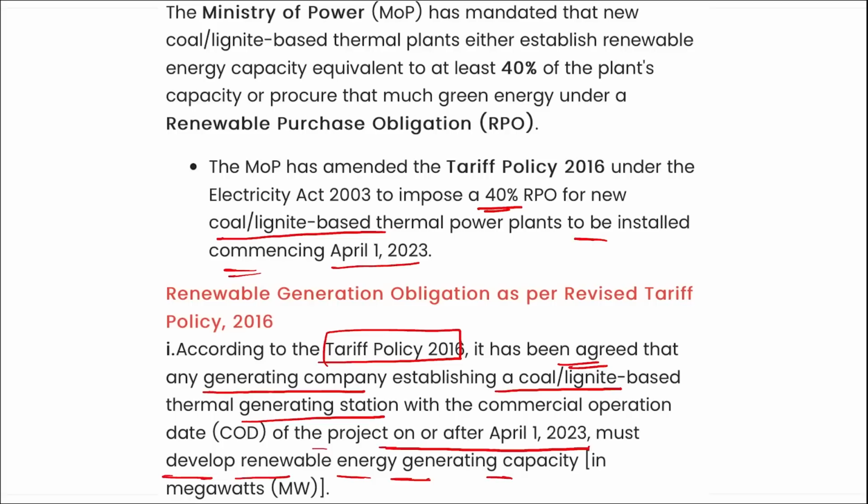That means, and why we are doing this, is that we want to shift to renewable sources of energy. We want to reduce the consumption of non-renewable sources of energy as they create pollution. This is the step that has been taken by the Ministry of Power, that almost 40% of the energy needs should be renewable energy, or they have to procure 40% of the green energy under RPO so that these coal or lignite based power plants can work.